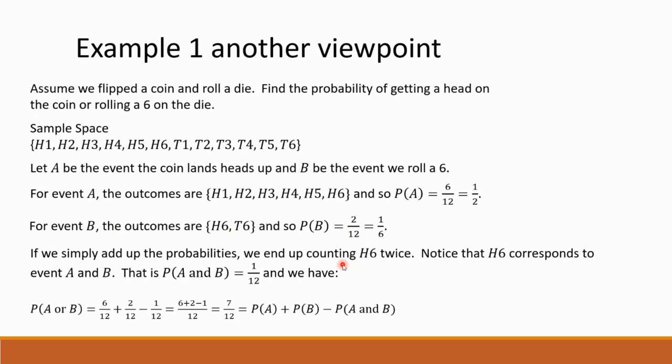And this is what I was really saying on the other slide. If we just added these without thinking, H6 would be counted twice. H6 is in both events. We don't want to count that twice. So to account for that, we have to subtract H6. In other words, we have to subtract off the probability of both events occurring. Both events correspond to H6. That's why we're subtracting. I'm just trying to give an idea why you subtract, but I figured it wouldn't hurt to do that.